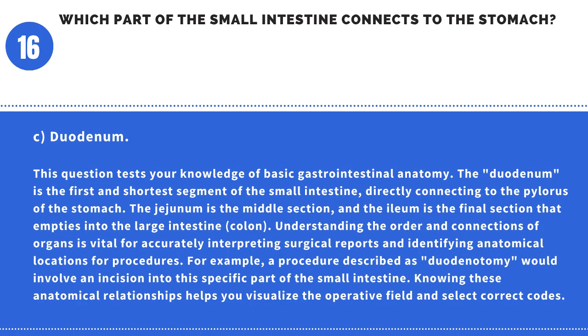Answer C. Duodenum. This question tests your knowledge of basic gastrointestinal anatomy. The duodenum is the first and shortest segment of the small intestine, directly connecting to the pylorus of the stomach. The jejunum is the middle section, and the ileum is the final section that empties into the large intestine, colon. Understanding the order and connections of organs is vital for accurately interpreting surgical reports and identifying anatomical locations for procedures. For example, a procedure described as duodenotomy would involve an incision into this specific part of the small intestine. Knowing these anatomical relationships helps you visualize the operative field and select correct codes.